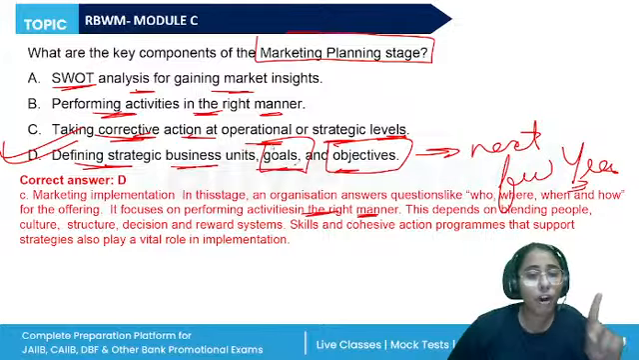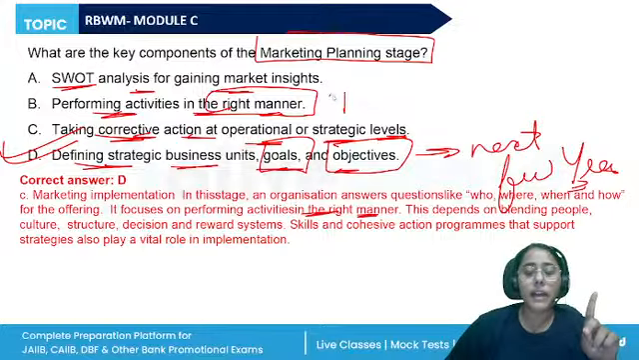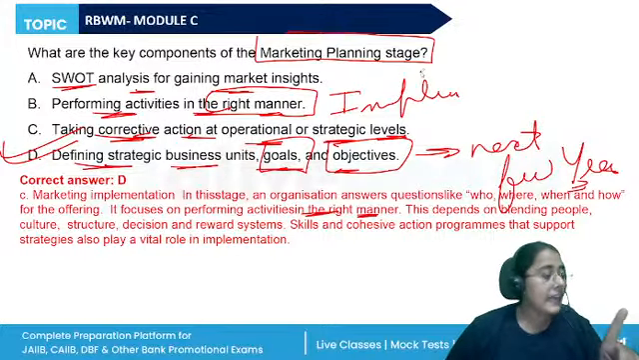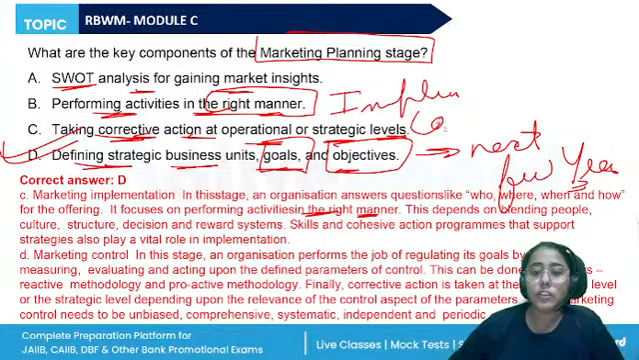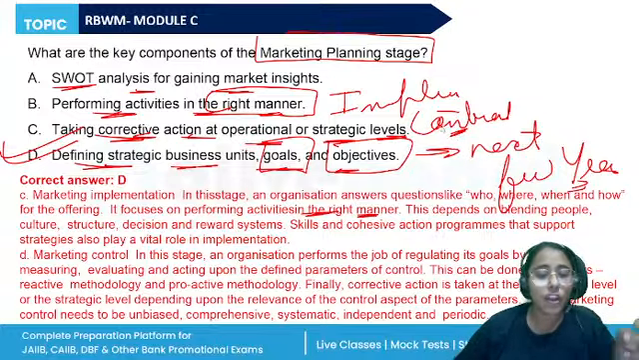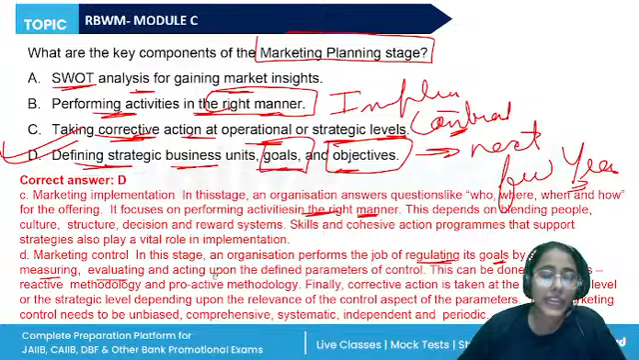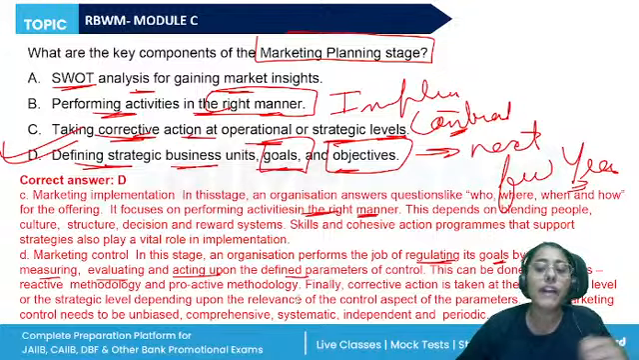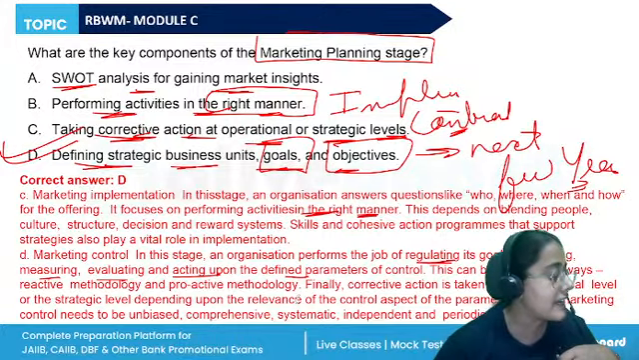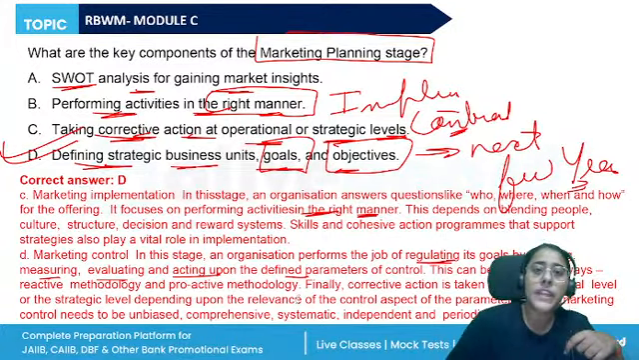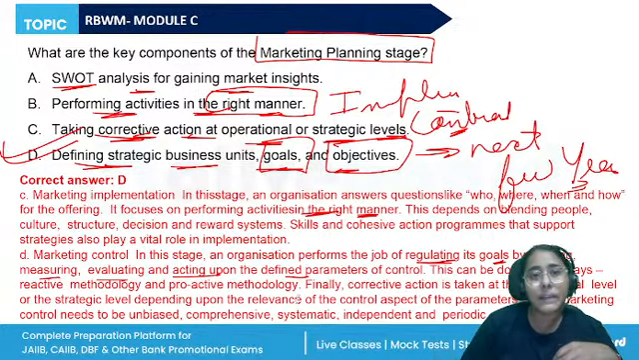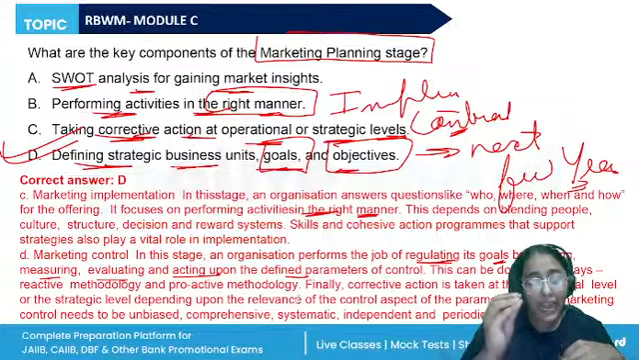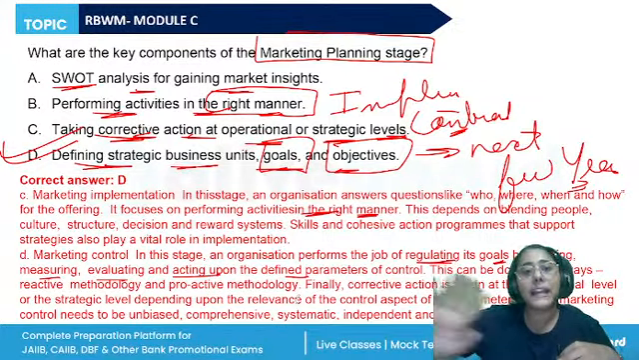So, performing the activities in the right manner, this is the marketing implementation stage, and taking corrective action at the operational or strategic level, it is the marketing control stage. In this stage, the organization performs the job of regulating its goals, auditing, measuring, evaluating, acting upon the defined parameters. We have studied about the reactive methodology and proactive methodology. Proactive means something which is continuous. On a continuous, ongoing basis, we see and evaluate and take action before anything bad happens.